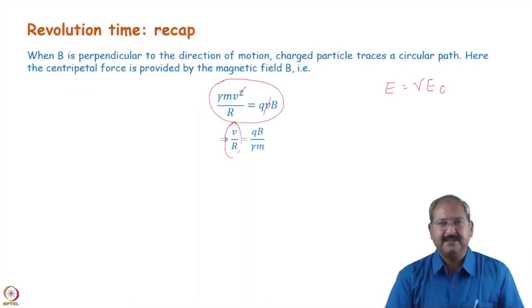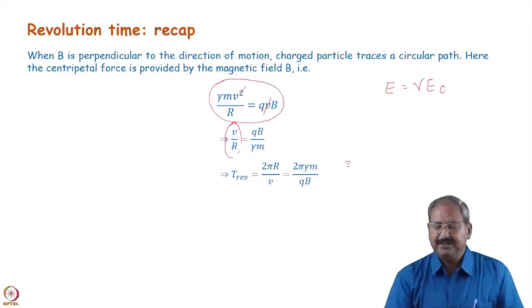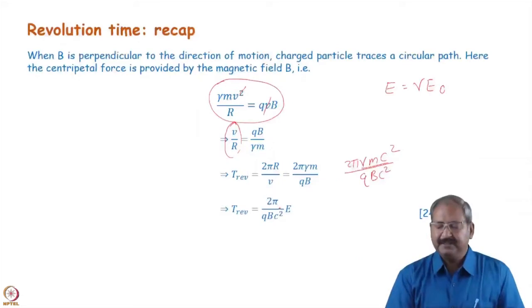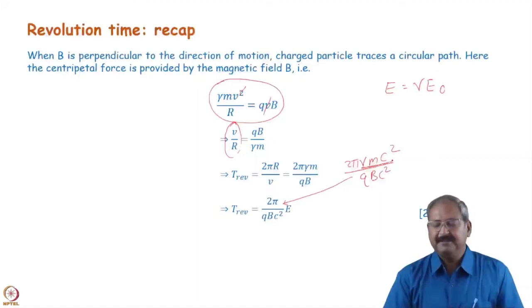Here now we will not consider gamma as a constant. Rather, we will take the changing gamma into account. So T revolution will be 2 pi R by v, and this will be 2 pi gamma m by qB. This is the same formula we obtained for the case of cyclotron. Only thing was that we were considering that gamma doesn't change much. Now because we want to convert this formula into the form of energy, we will write 2 pi gamma m c square upon q B c square. If we multiply numerator and denominator both by c square, this gamma m c square will be the energy. So 2 pi upon q B c square into the energy of the particle. So T revolution is directly proportional to the energy of the particle. Remember it, here E is the total energy, not the kinetic energy. Gamma m c square gives you the total energy.